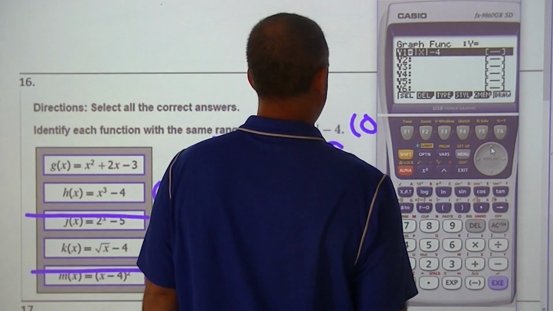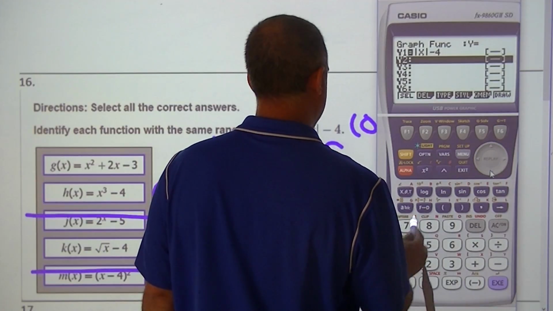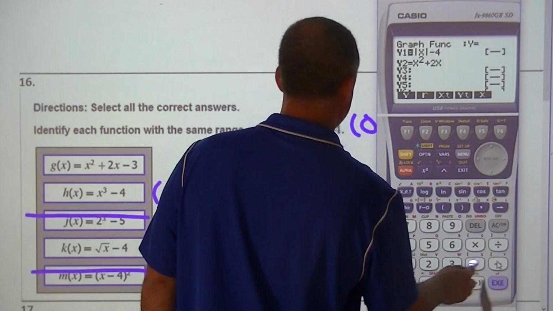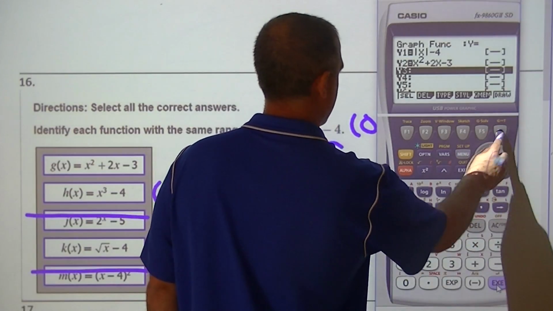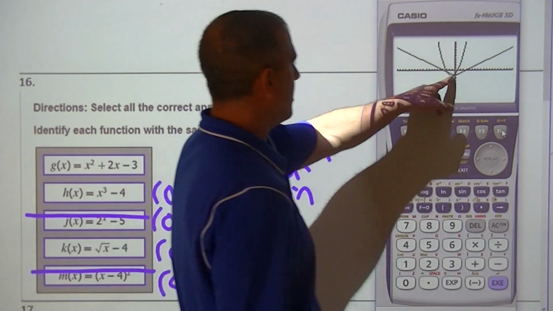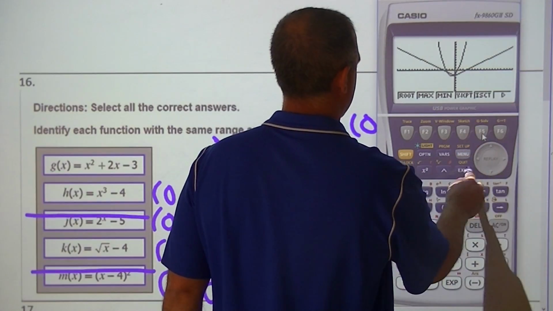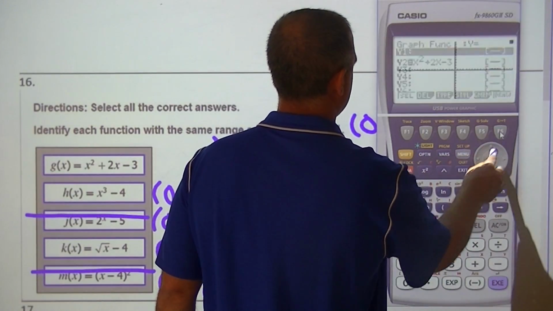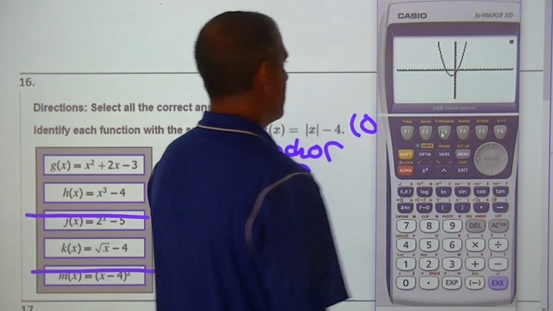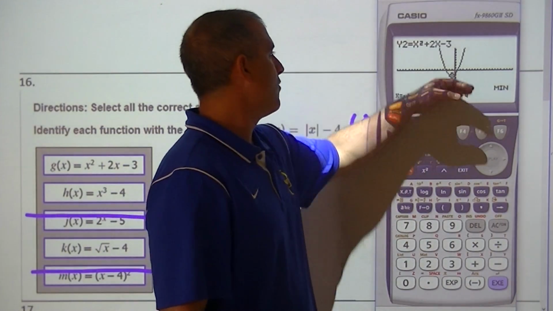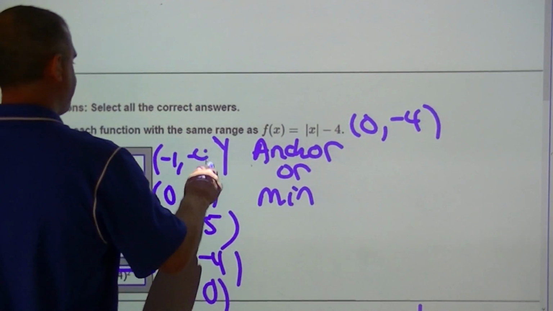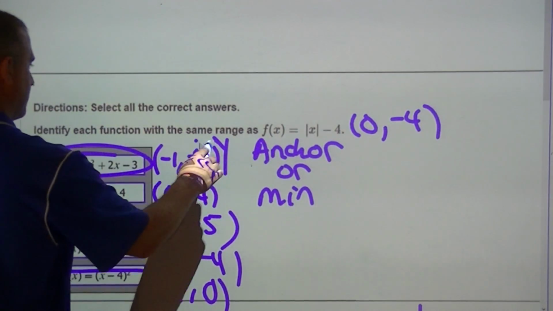Sometimes graphing them on the same plane is not a bad idea. x squared plus 2x minus 3. Draw. And as you can see, I can do G-solve. You know what? Let's take that other one out. Draw. G-solve minimum. That's at -1, -4, and it's about the same shape. So this would be one of them, because I got that.